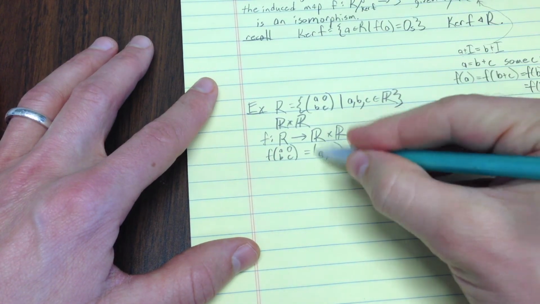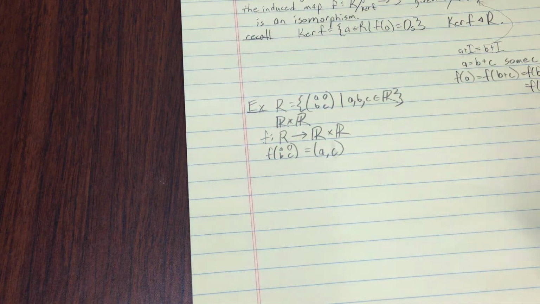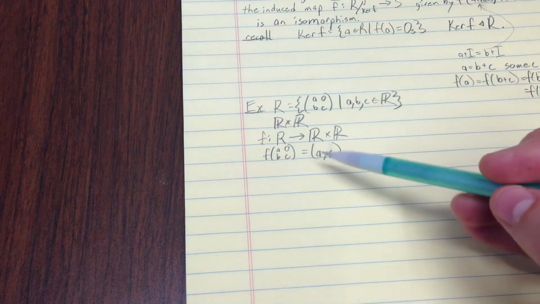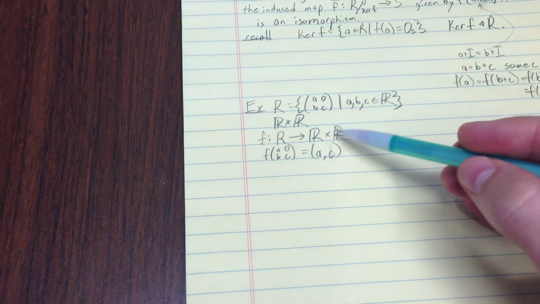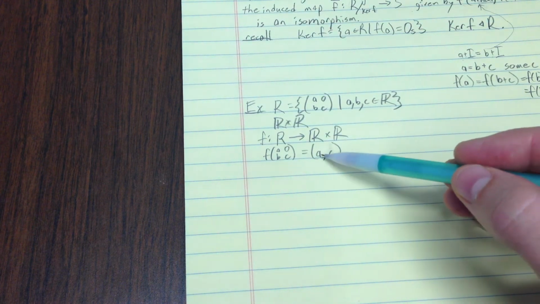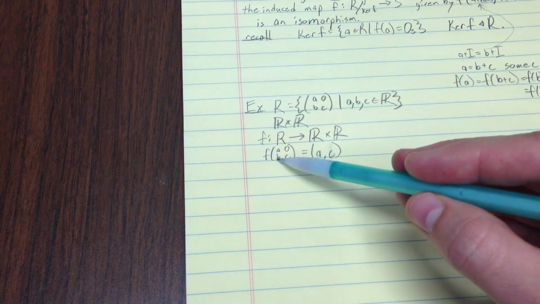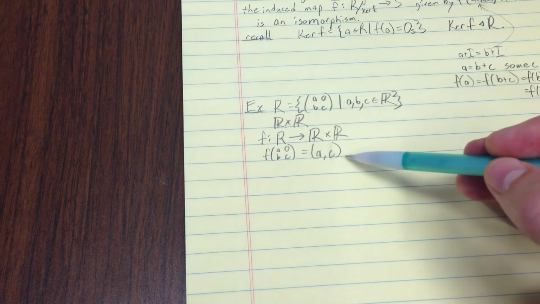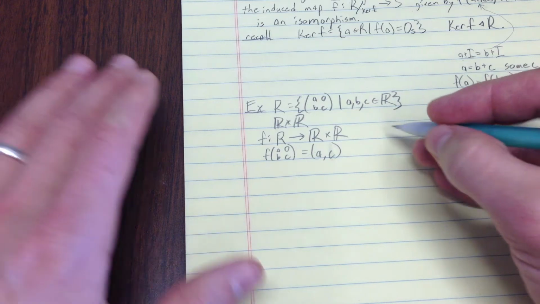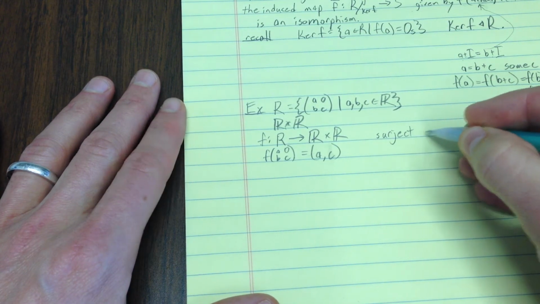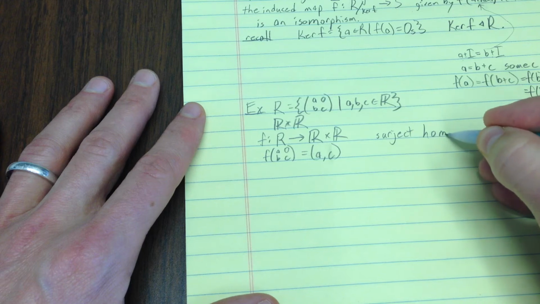Okay, so hopefully it's not too challenging to see that this is actually a surjective map. For any element in my codomain, any (A, C), I just pick an element [A, 0; 0, C], and it would map to it. So this is a surjective map. And it's also a homomorphism.